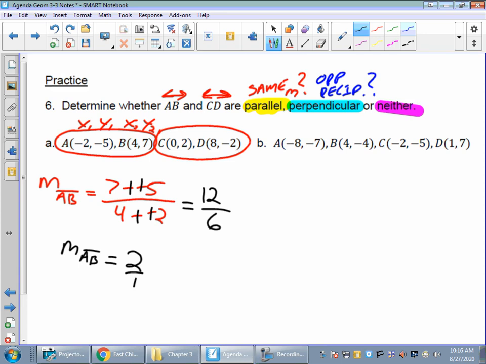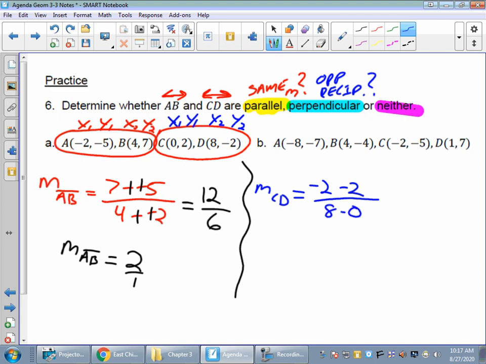And now we're going to do the same problem for CD. So if I go slope of CD, I could put these x1, y1s if I need to, and x2, y2, if it helps you. But the slope of CD then is going to be negative 2 minus 2 for my y's, and for my x's it's going to be 8 minus 0. All right, so negative 2 minus 2 is going to give me a negative 4, and 8 minus 0, we know that's 8. So my slope of CD, if I reduce that, can be negative 1/2.